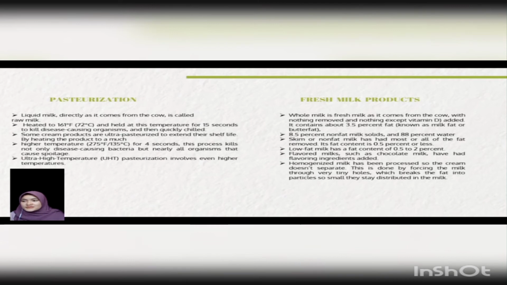Flavored milks, such as chocolate milk, have had flavoring ingredients added. Homogenized milk has been processed so the cream does not separate. This is done by forcing the milk through very tiny holes, which breaks the fat into particles so small they stay distributed in the milk.